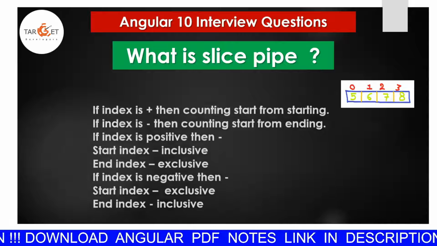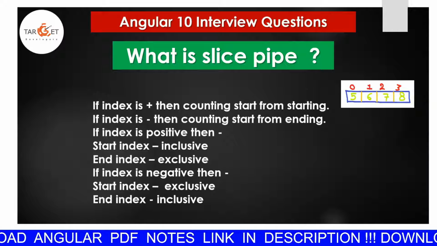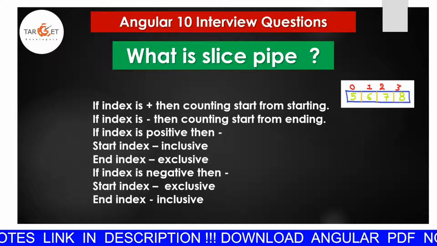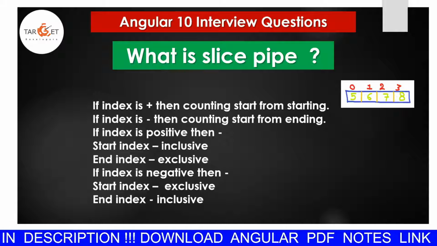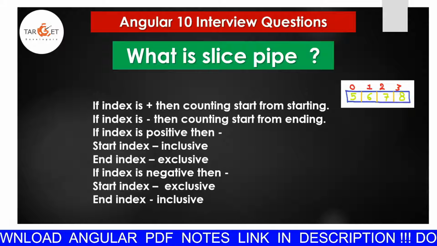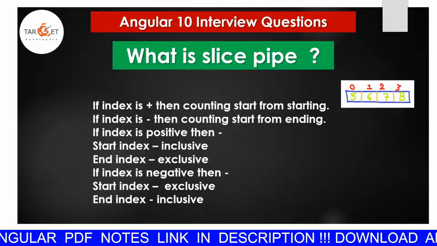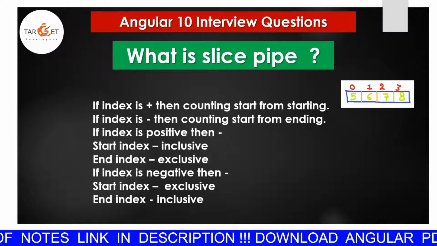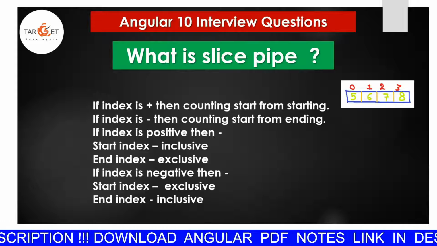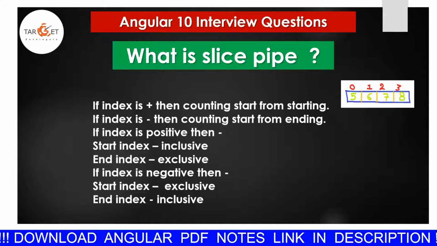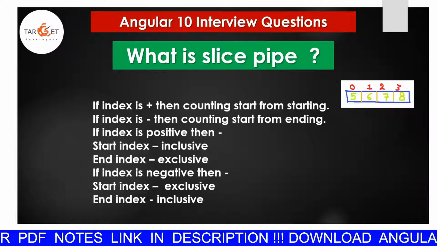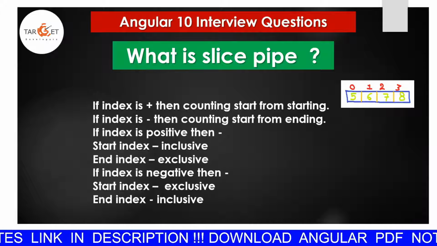Next question, what is the slice pipe, guys? There are some rules for using the slice pipe. On the right side of the image there's array indexing 0 1 2 3 and the values 5 6 7 8. Before using the slice pipe, we should know its rules. If the index is positive, then counting starts from the start, from the left side. If the index is negative, then counting starts from the end, from the last index. If the index is positive, there are two conditions: the start index is inclusive and the end index is exclusive. If the index is negative, then the start index is exclusive and the end index is inclusive. You should know these rules before using the slice pipe, guys.